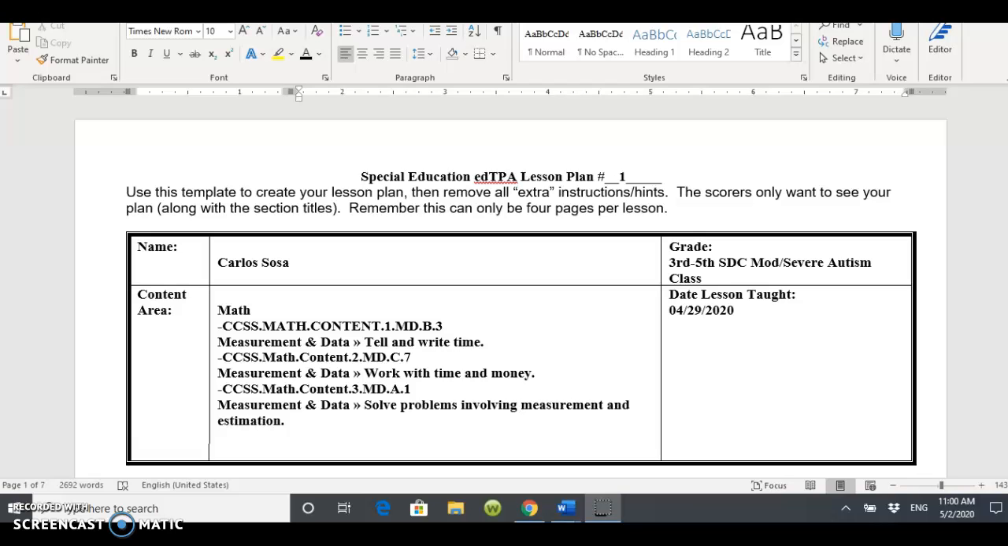Hello, Dr. Neil. This is Carlos Sosa, and I will be teaching in 3rd to 5th grade SDC Math Severe Autism class. The content area for this TPA will be math, and the area of need will be telling time.